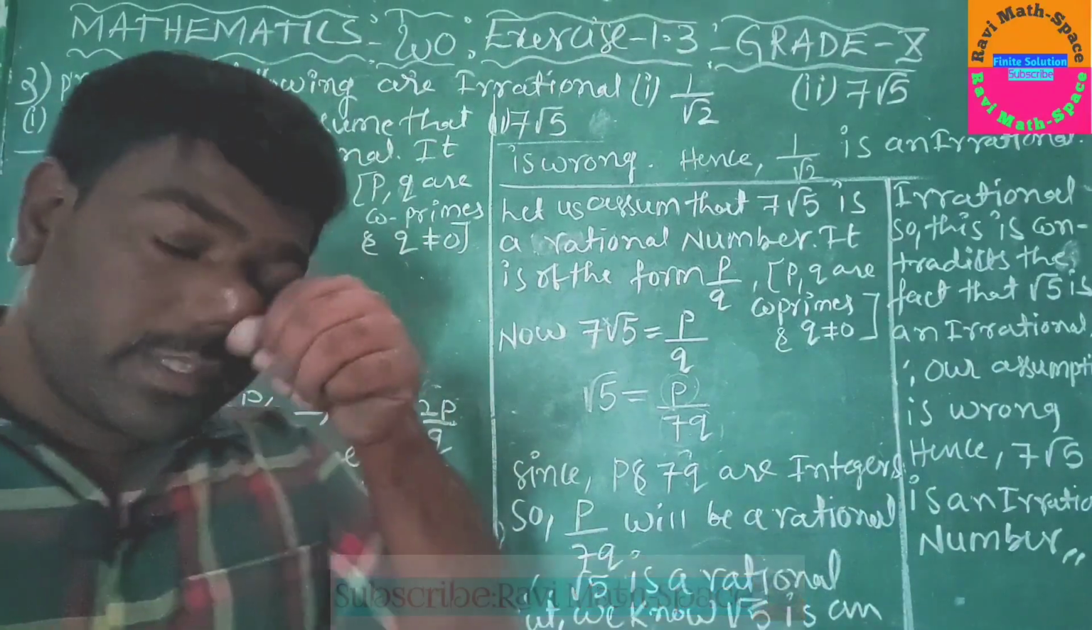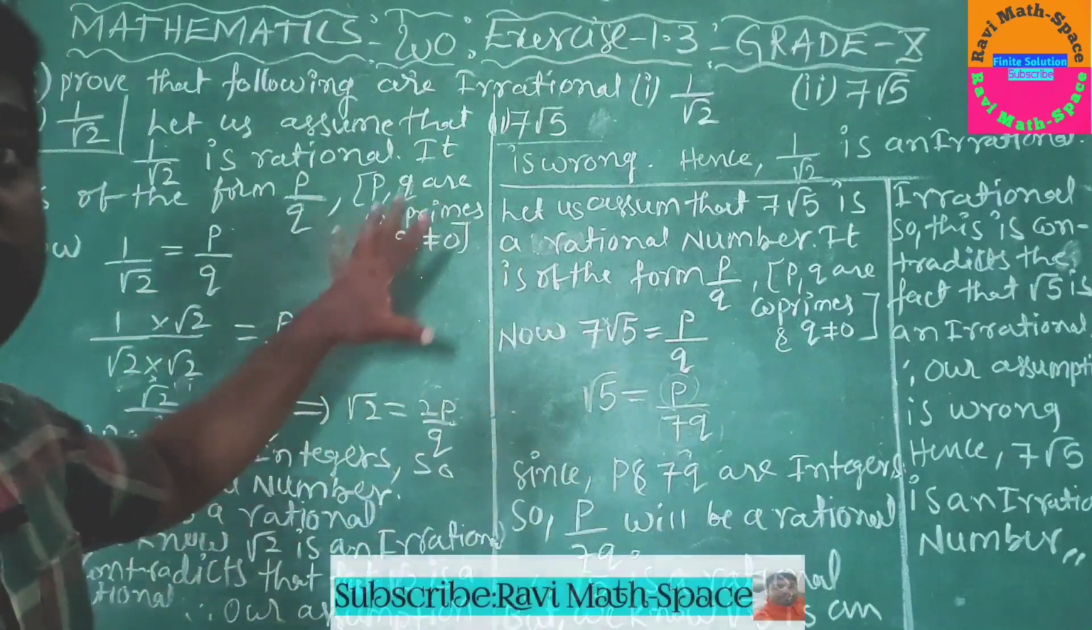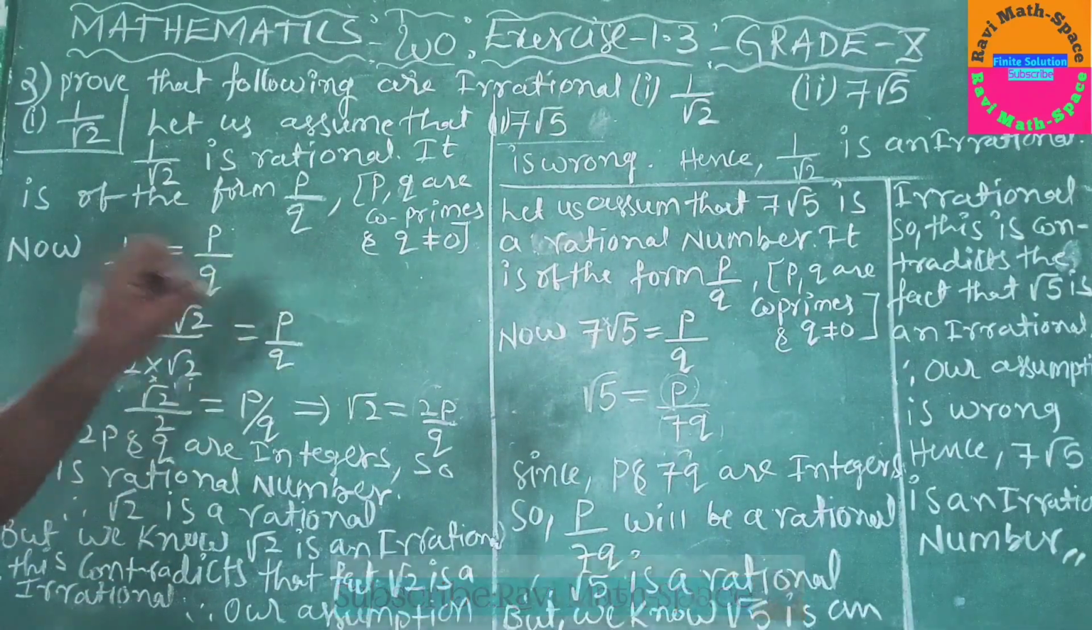Like this we prove the irrationality of numbers. I hope all are understanding the concept thoroughly and perfectly.